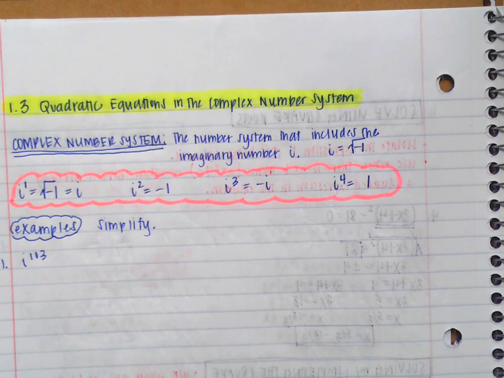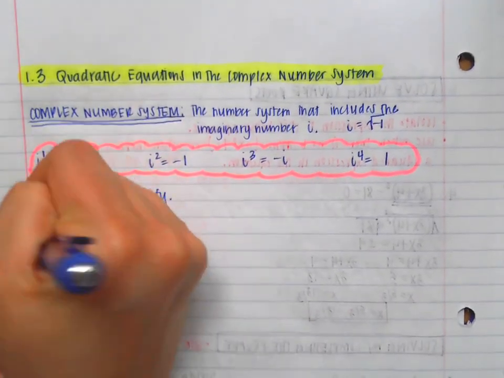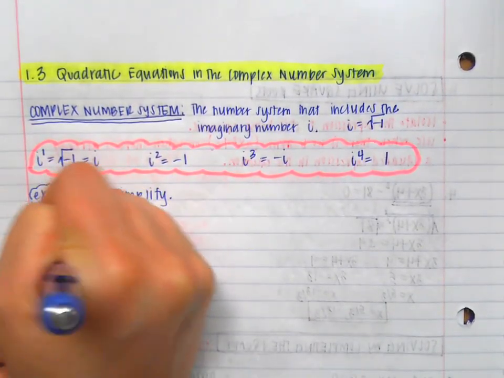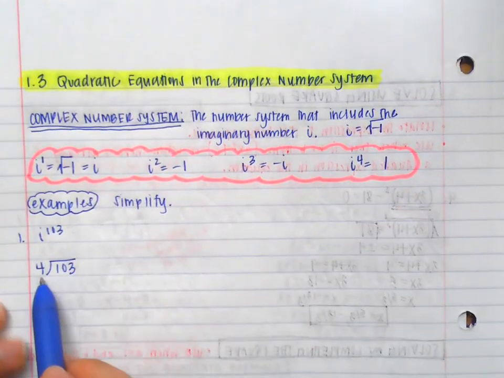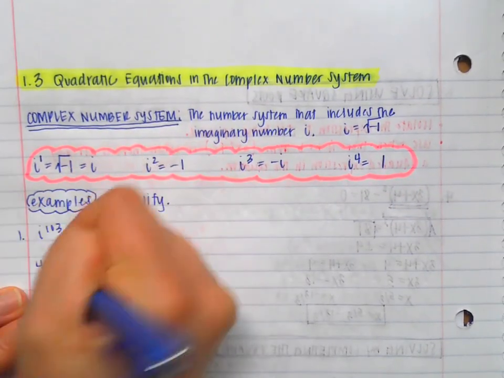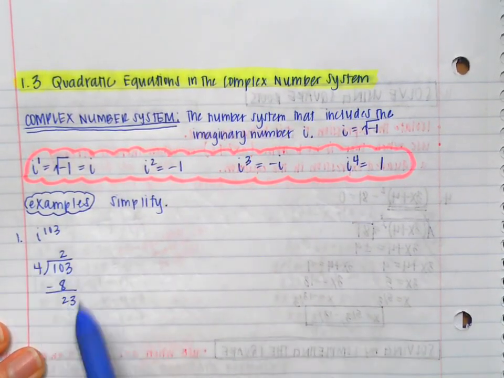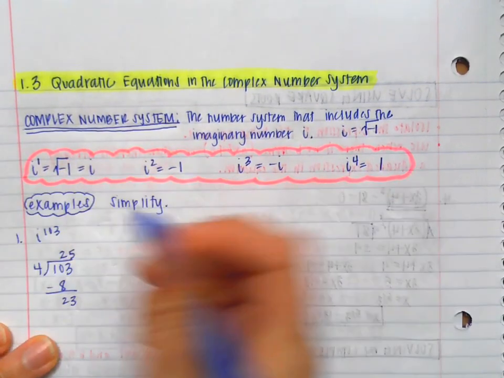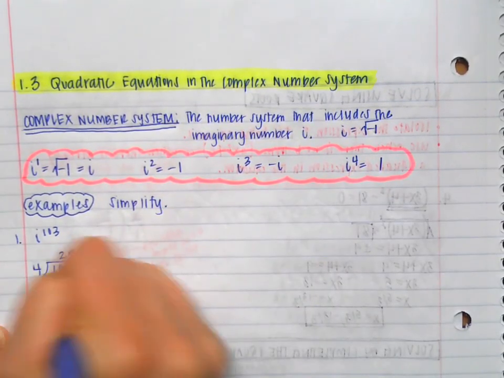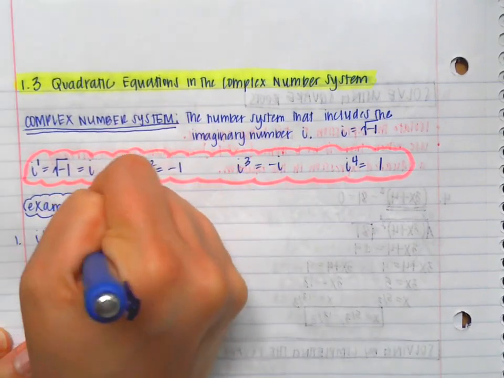So one way that I think about it is I will take the 103, and I know that every multiple of 4 is always going to simplify to be 1. So I want to see how many times 4 goes into 103. So I'm going to divide 4 into 103. Well, 4 goes into 10 2 times. 2 times 4 is 8. Subtract, bring down the 3: 23. 4 goes into 23 5 times. 5 times 4 is 20. Subtract, and I have a remainder of 3.